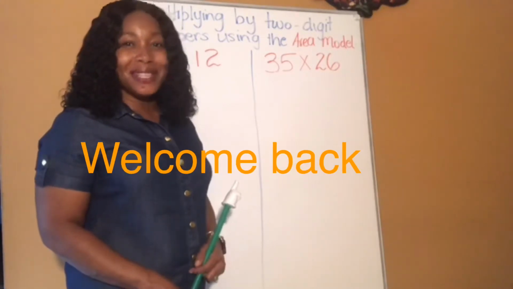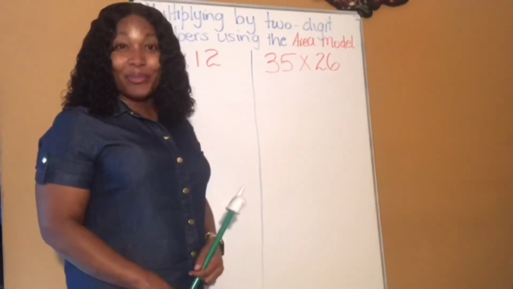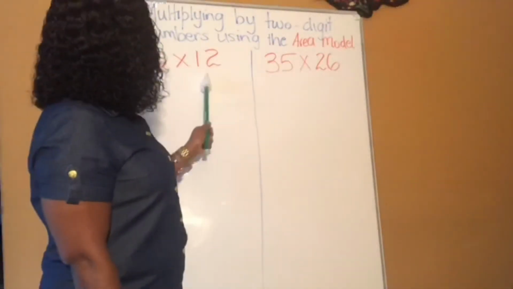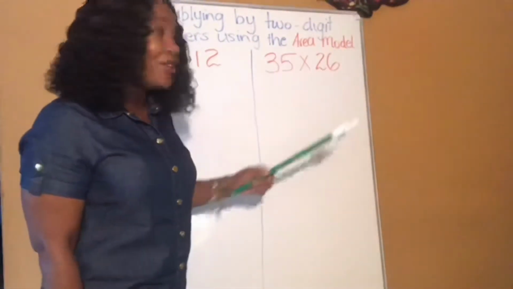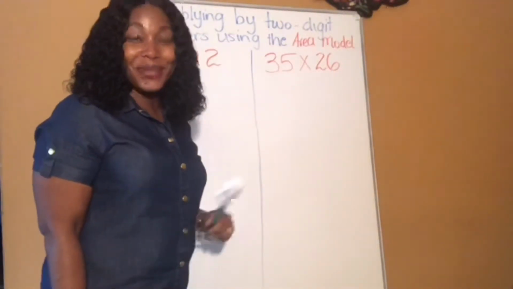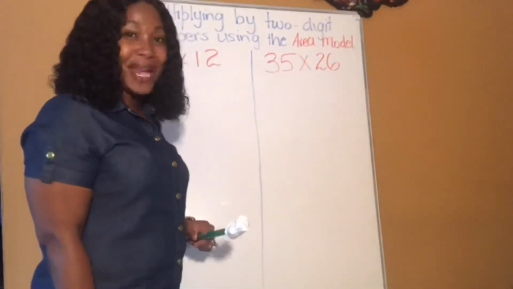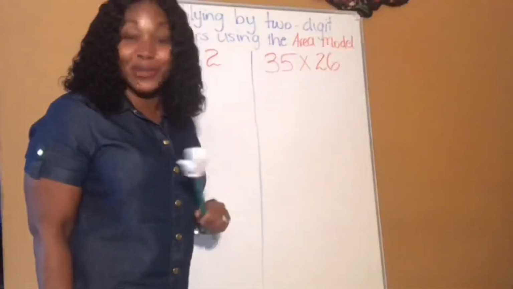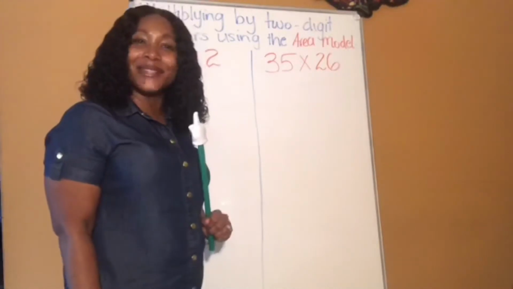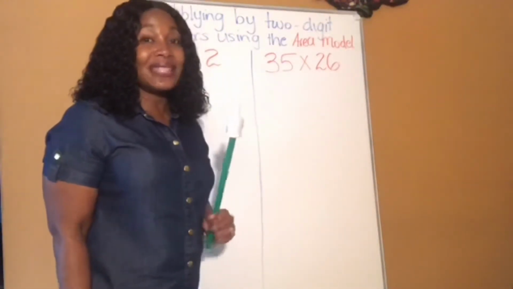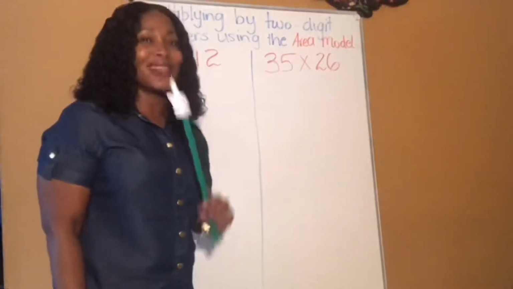We are still multiplying today, but we are continuing with multiplying by two-digit numbers. However, we're using the area model. Last time we multiplied two-digit numbers, but we did not use the area model. So today we're going to take a look at that. It's kind of like single digit, except there's one little difference that we're going to look at.